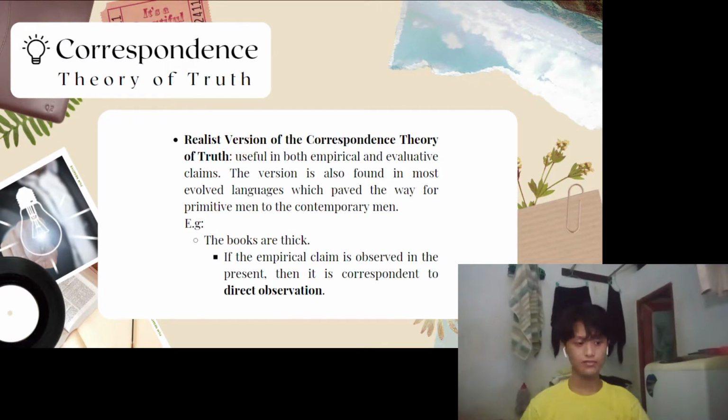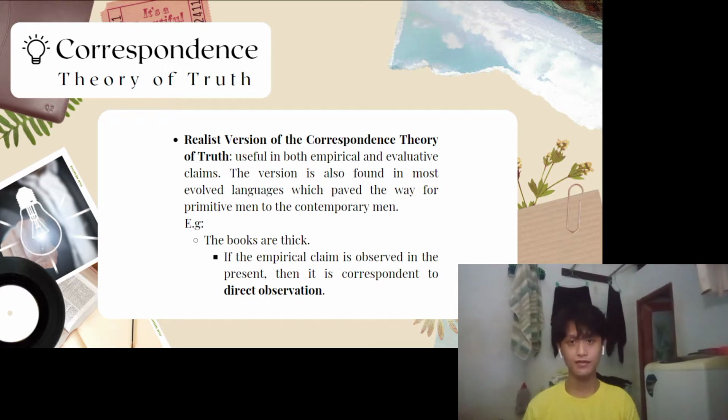So going forward, we have the realist version of the correspondence theory of truth. This is the version that is used in our daily lives. It is the version which paved the way for primitive men to the contemporary period. It is also found in most evolved languages, and not only is it useful in identifying empirical claims, but also in evaluative claims as well, that we will be discussing later on.